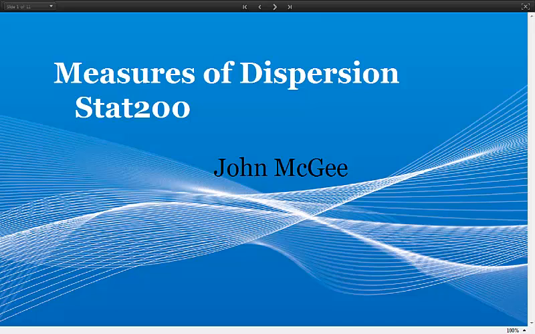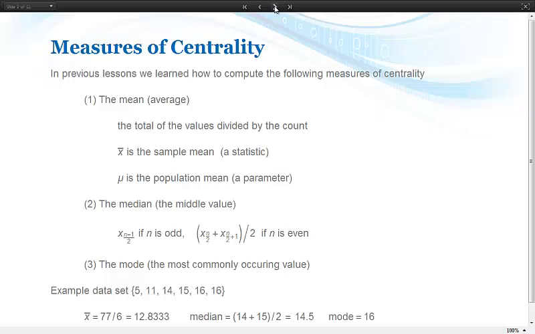Welcome to STAT200. This lesson is about measures of dispersion, or width, of a data set. Last week we considered measures of centrality. Let's review that briefly. We learned how to compute the mean, which is just the average of the data set. It's the total of the values divided by the count. When we're referring to the sample mean, that's a sample statistic, we use the symbol X bar.